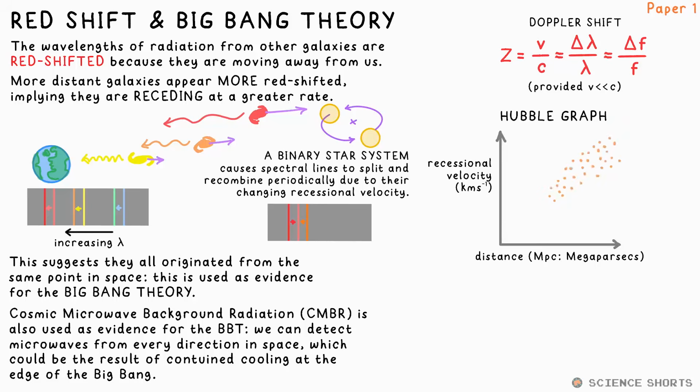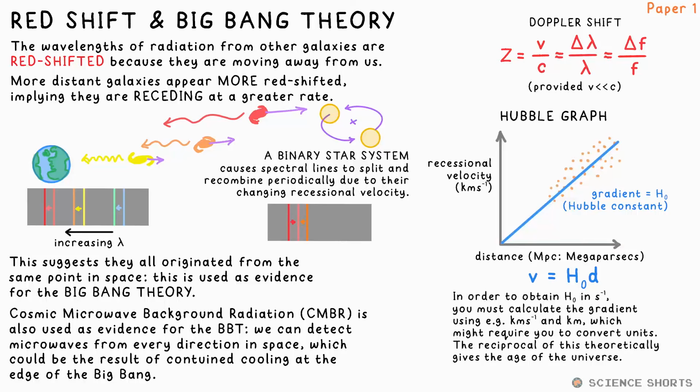The Hubble graph is just a graph of the recessional velocities of all the observable galaxies against their distance. They're proportional, which is why the Big Bang theory is widely accepted. Making an equation, we say that v is equal to H0 d, where H0 is the Hubble constant, the gradient of the graph. This has the unit seconds to the -1, therefore the reciprocal of this gives us seconds, the value of which in theory is the age of the universe.